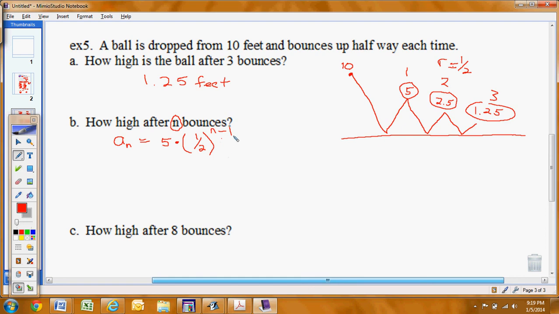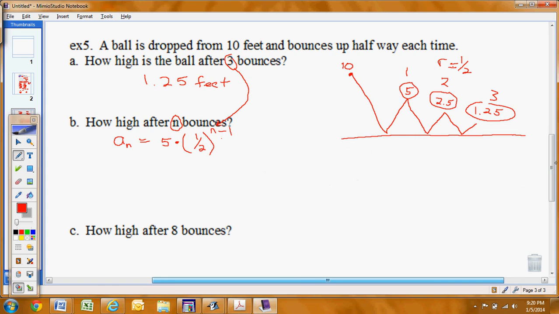So if I wanted to find out how high it was after 3 bounces, I could plug 3 in for n right there. And if we just quickly do that in our head, 3 minus 1 is 2. 1/2 squared is 1/4. 5 times 1/4 is 5/4, and 5/4 is equivalent to 1.25 feet. It all works out. It's amazing.